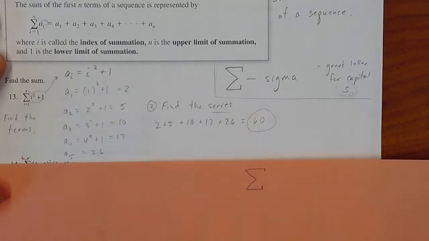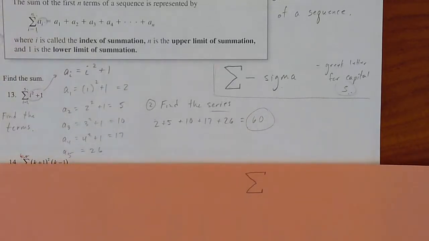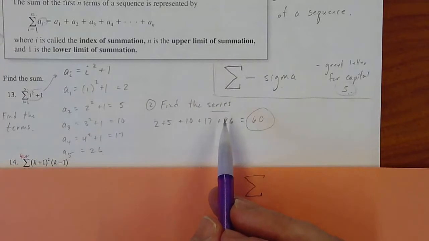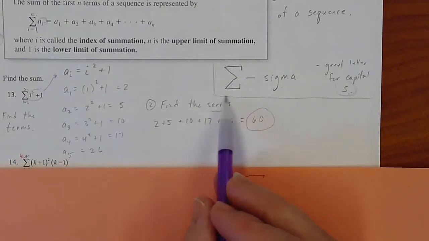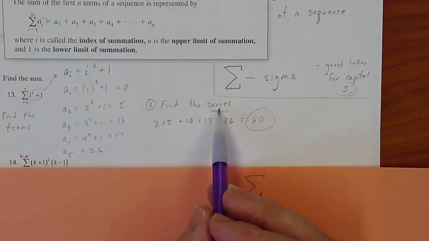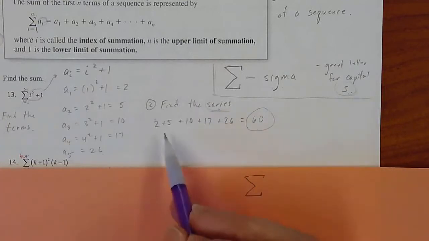Remember, series, think about that in sports, right? We have the World Series. What does that mean? It's the team who has the highest number of wins in a series of games. So series means sum, or sum of wins.